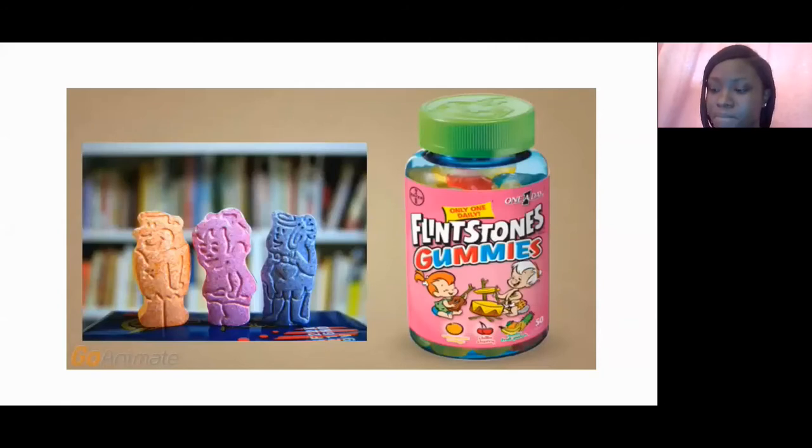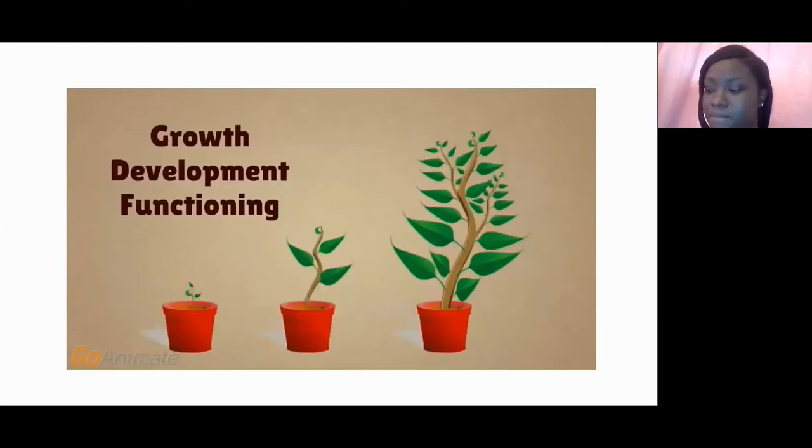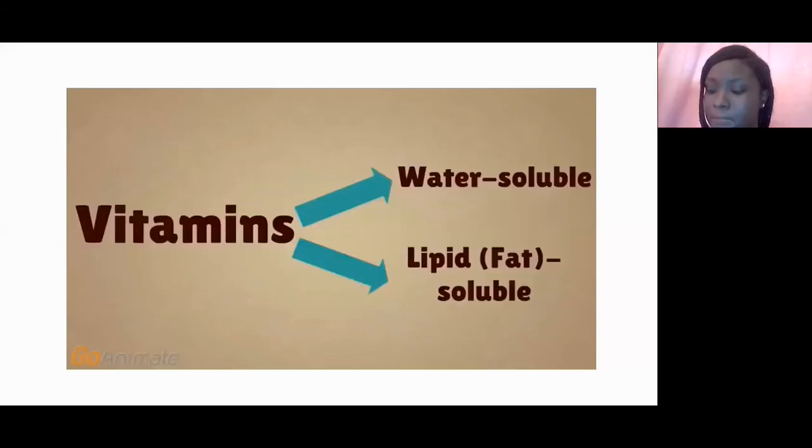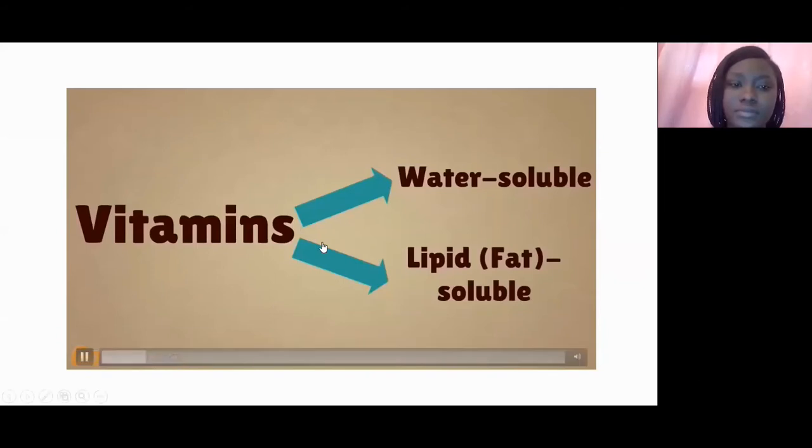they do? Vitamins are essential nutrients needed by the body in small amounts to allow it to grow, develop, and function normally. In total, there are 13 vitamins needed by the body. Vitamins come in 2 types that are transported and stored differently in the body. These are water-soluble and lipid-soluble vitamins.